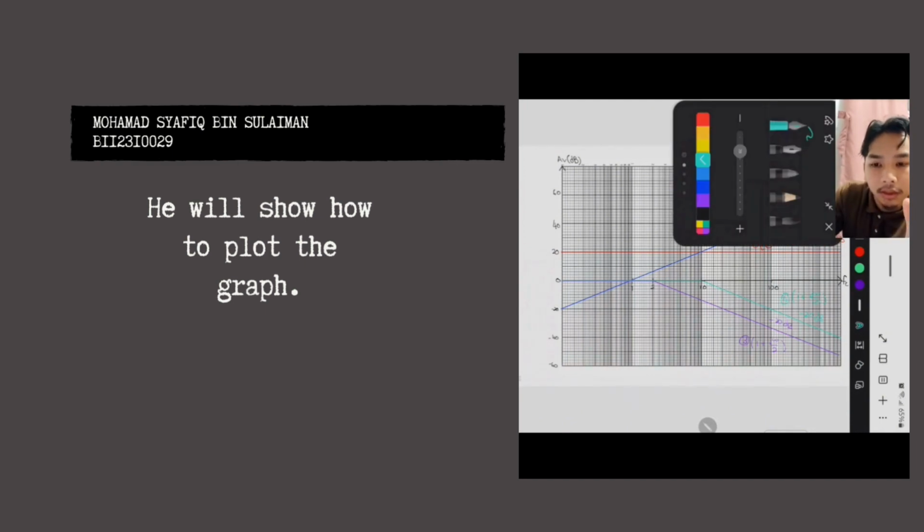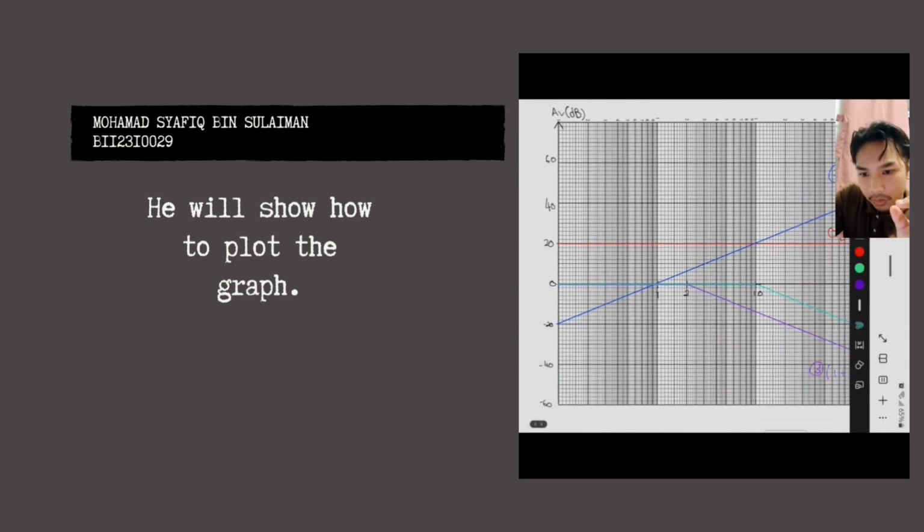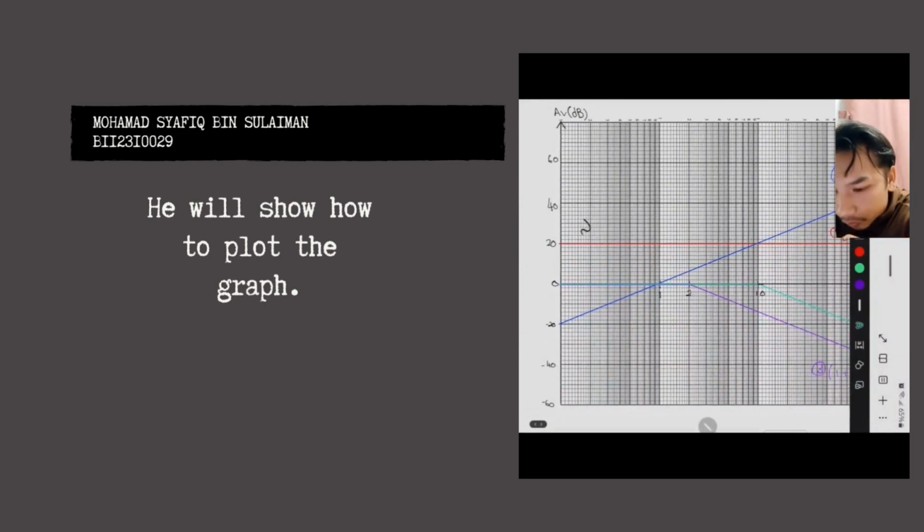I will make the actual graph, the combination of the 4 transfer functions. The first is gain at slope 0, plus zero at origin at 20 dB. So the slope will be 0 plus 20 equal to 20. So the slope will be 20.